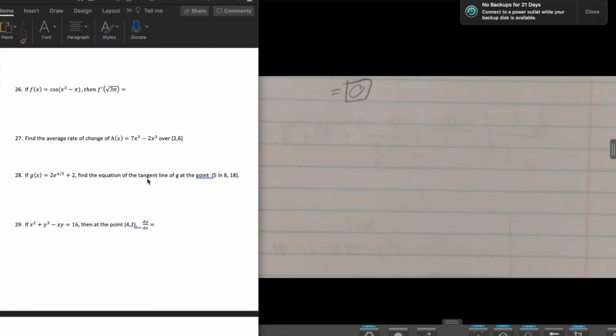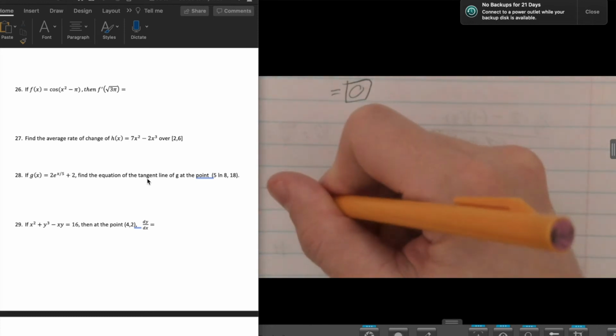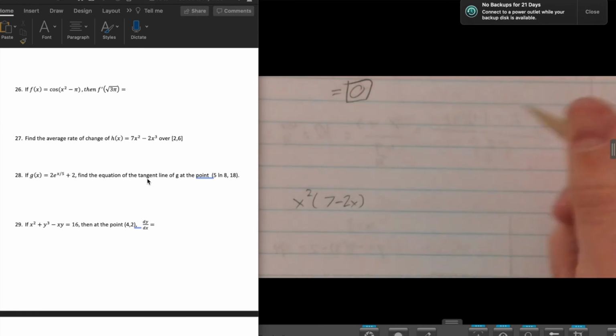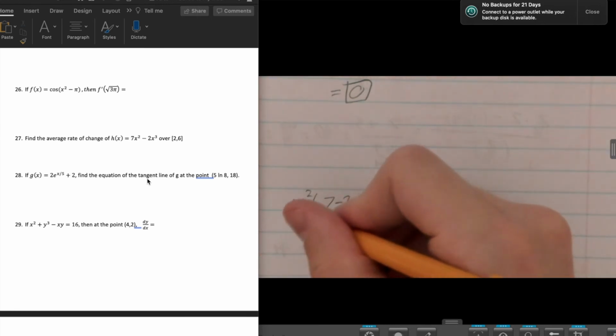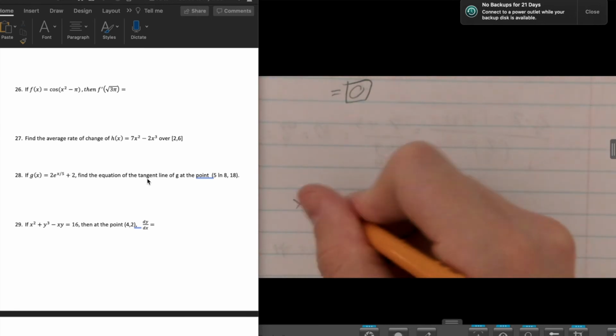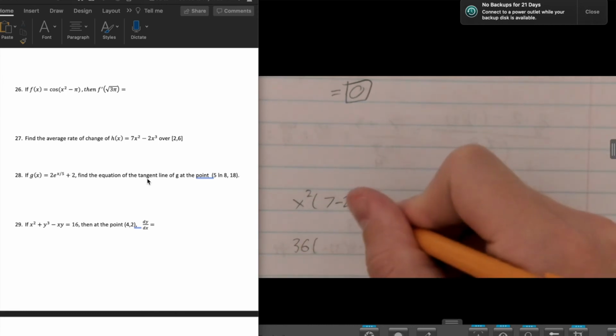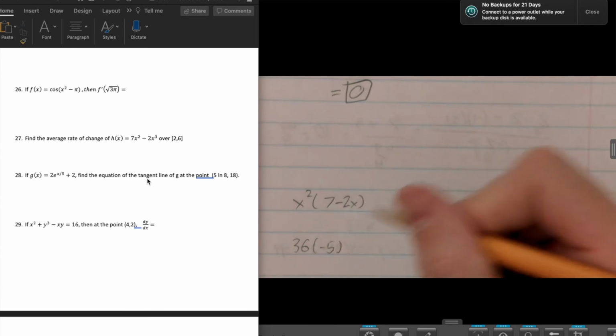Should be 216, I'm pretty sure, but let's say we wanted to plug in 6 a different way. Here's something you could do. You could factor out that x squared. That might make our numbers a little easier to work with, or maybe not, I don't know. But now we're going to plug in 6 to figure out what the value is. When we plug in 6, we get 36 times negative 5.